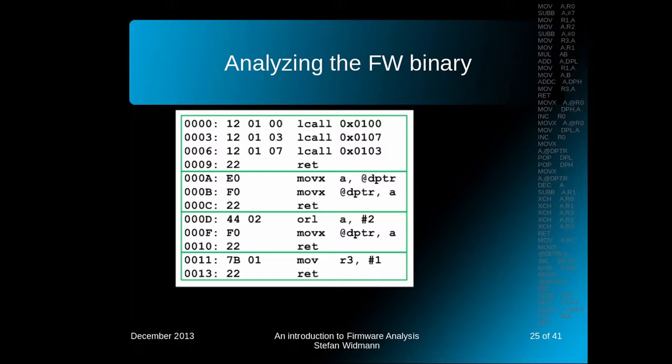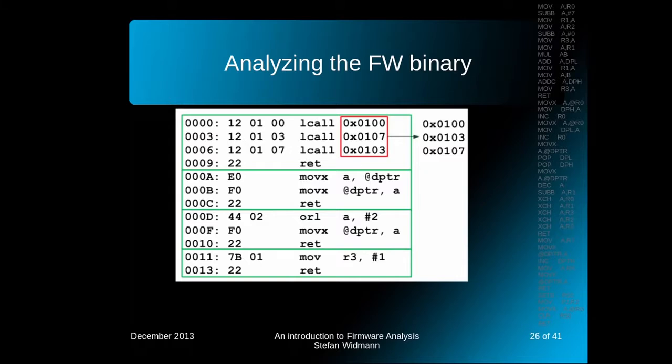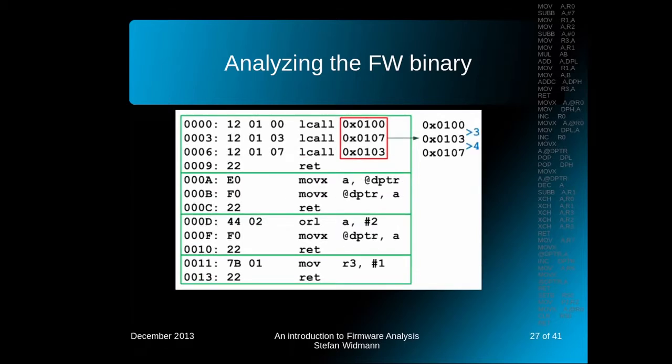And we can see that the first call to 100 is outside of our example. We do not have a 100 hex in this example. So what we do is take the 3 subroutine addresses and sort them. We get 100, 103, and 107. We build a difference to figure out the length of the subroutines. So we get 3 bytes and 4 bytes.